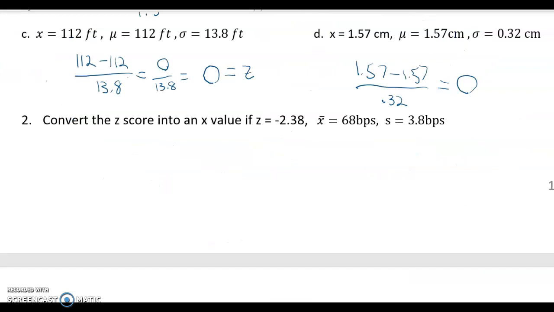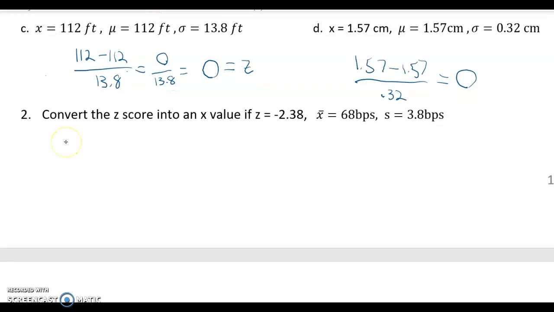For example 2, we're asked to convert the z-score into an x value. We know that z is negative 2.38, x bar is 68 beats per second, and the standard deviation is 3.8 beats per second. Remember, we solved to find that x is equal to x bar plus s times z. And we can just fill in what we know. The mean x bar is 68, s is 3.8, and the z-score is negative 2.38. So go ahead and calculate.